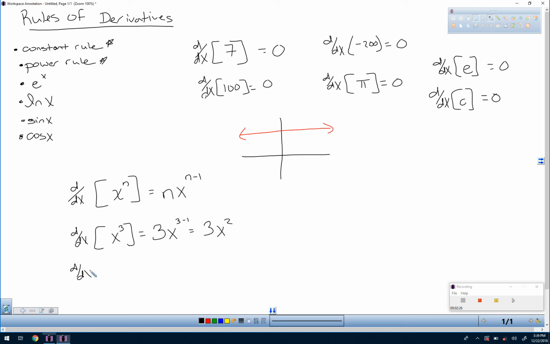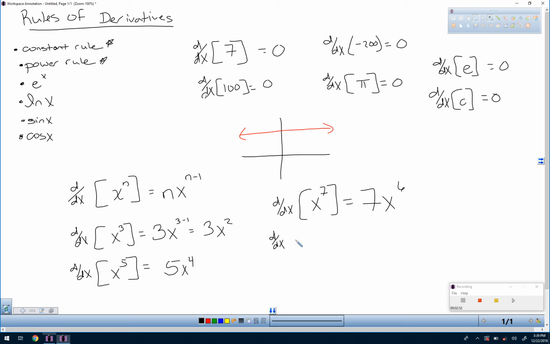If I ask you for the derivative of x to the 5th, that would be 5x to the 4th. If I ask you for the derivative of x to the 7th, the answer would be 7x to the 6th. Again, if you wanted to use the limit definition, you could, but this saves us some time if we know these rules. So that's one of the rules, the power rule.